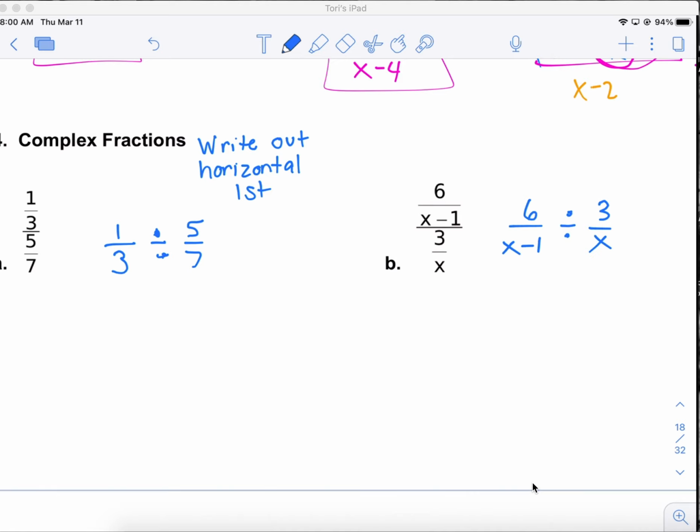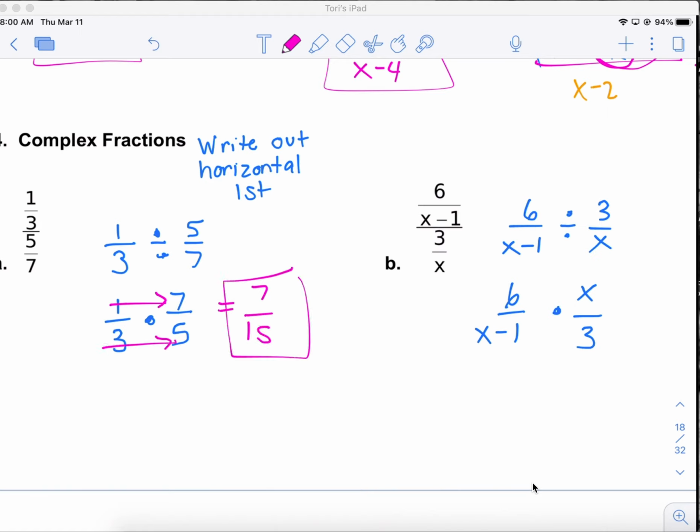Now we've learned that we need to flip them. So I need to keep the first one, flip the second fraction over. Again, keep the first one, flip the second fraction over. Okay? Then I can multiply across just like we normally would. So if I multiply across here, 1 times 7 is 7, 3 times 5 is 15. Those do not simplify. That's my answer.